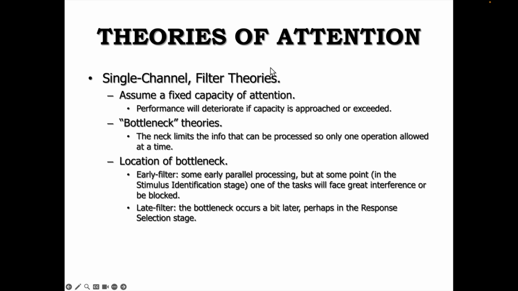Now, how can we explain attention and why attention sometimes works well in some situations and why sometimes it's poor in other situations? There are several different theories of attention out there. One category of theory would be the single channel filter theories. These theories assume that there's a fixed capacity of attention, meaning that you have a finite amount of attention that you can give at any one time.